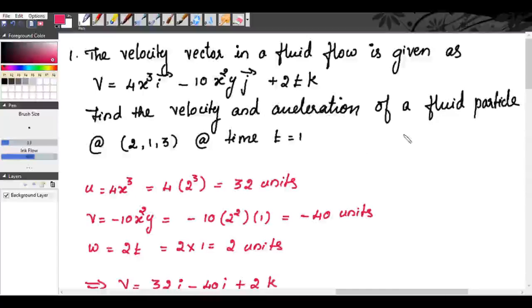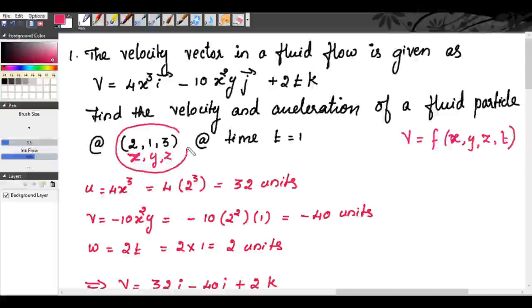So, we know our velocity is a function of x, y, z and t. Right? So, here x is given as 2, y is taken as 1, z is taken as 3. These are the spatial components. This is the time component, t is equal to 1.